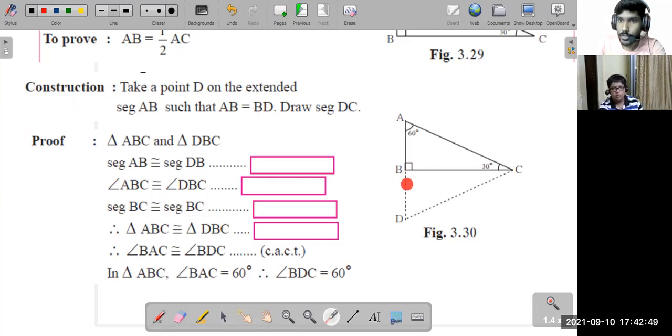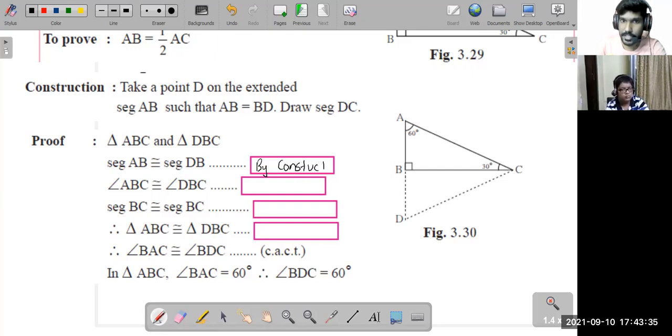No. How did we construct BD? Look at the construction point. Take a point D such that AB is congruent to BD. So in these two triangles, ABC and DBC, the first thing written is segment AB is congruent to segment DB. Why? Because we have constructed it in such a way that both of them are equal. So here I'll write by construction.